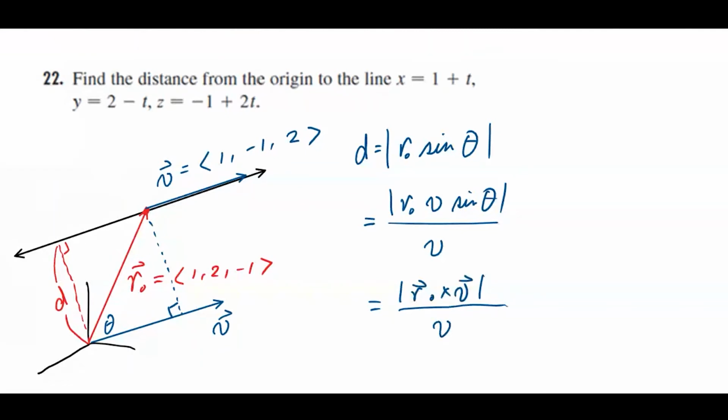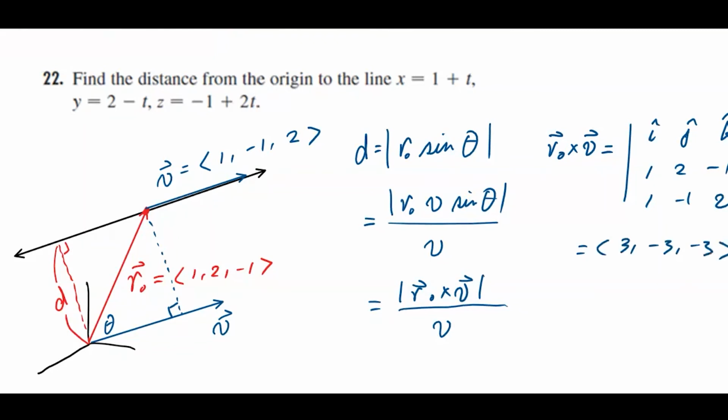Oh, so all we have to do is just take the cross product. We have R and we have V. Let's do it. So here's R cross V, and we have i, j, k. And then we have 1, 2, -1, and we have 1, -1, 2. So that will turn out to be 3, -3, and -3. Did I do that right?